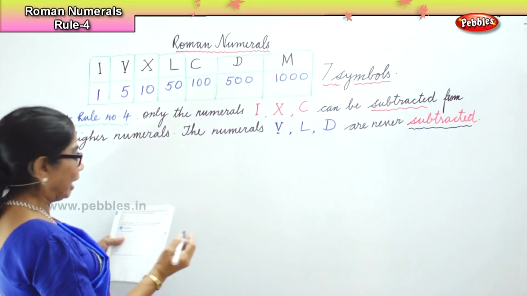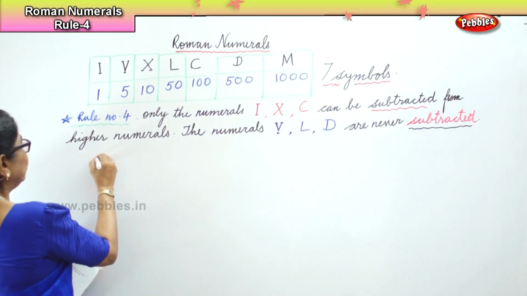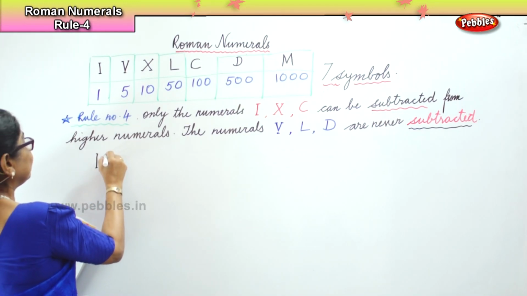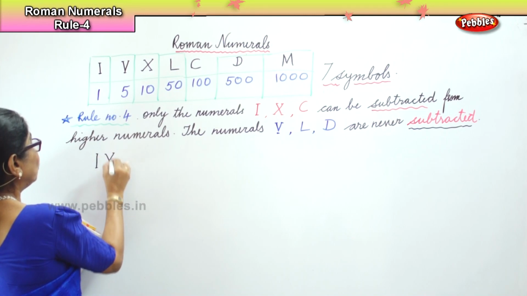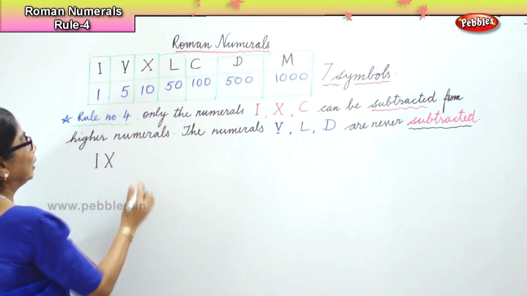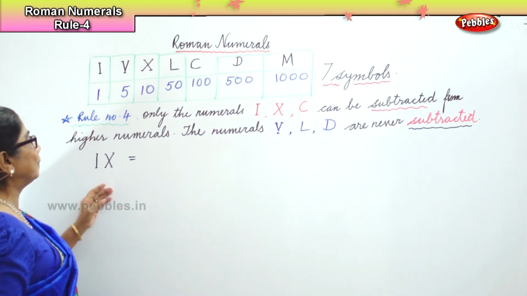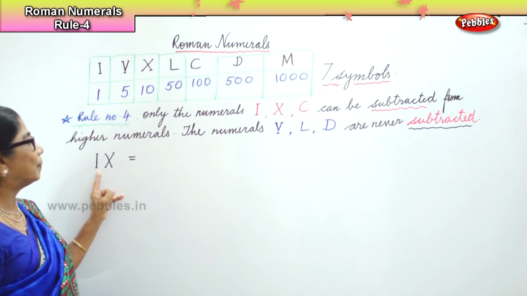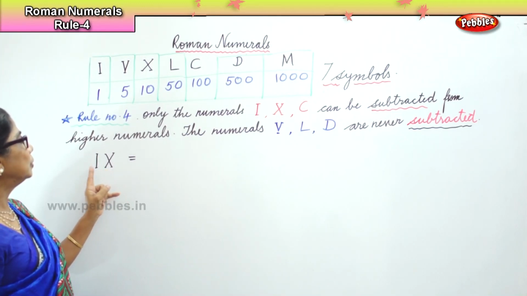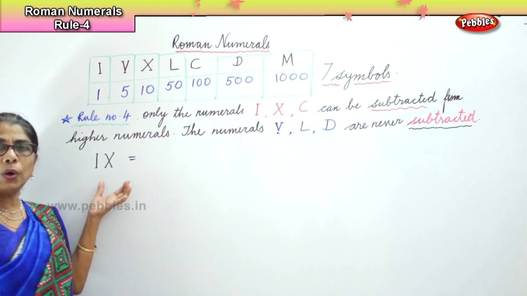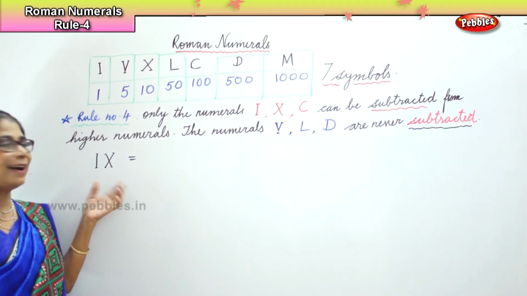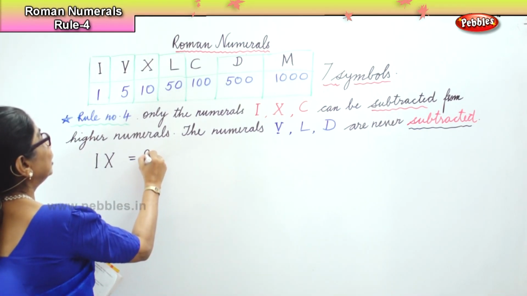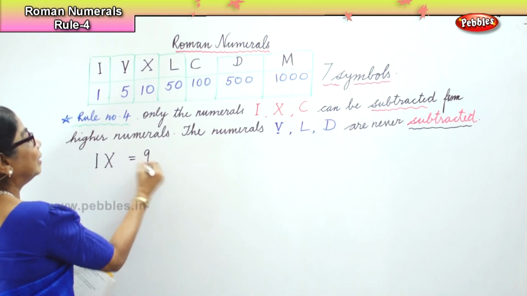Now, let's look at it very carefully. First, you have Roman numeral 1 and Roman numeral 10. What do you call this number? The Roman numeral 1 can be subtracted from the higher numeral. So this is 1 and this is 10. We call this 9, because from the 10 take away 1.